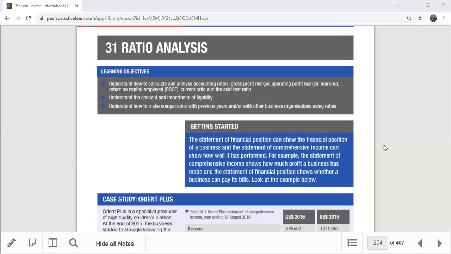Welcome, folks. The ratio analysis is a final outcome of the financial statements. If you already know how to prepare the financial statements, called the SOFP, Statement of Financial Position, and the SOCI, Statement of Comprehensive Income, by using these we can make ratios to interpret the financial performance and the financial position.